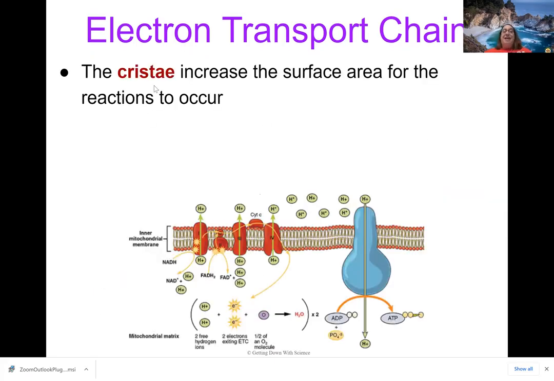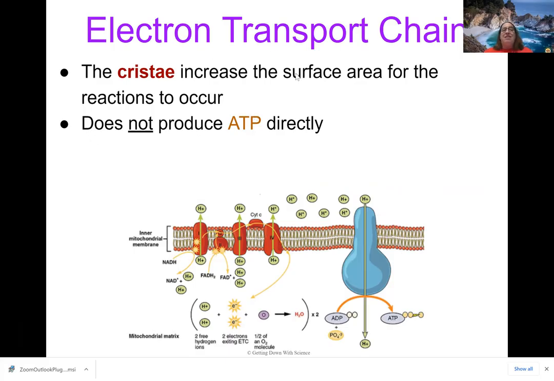The cristae increase the surface area. So remember when we looked at that membrane, it had all these little folds in it. Those were the cristae. And the idea is that they're going to increase the surface area so we can have more of this reaction occurring. That makes sense, right?